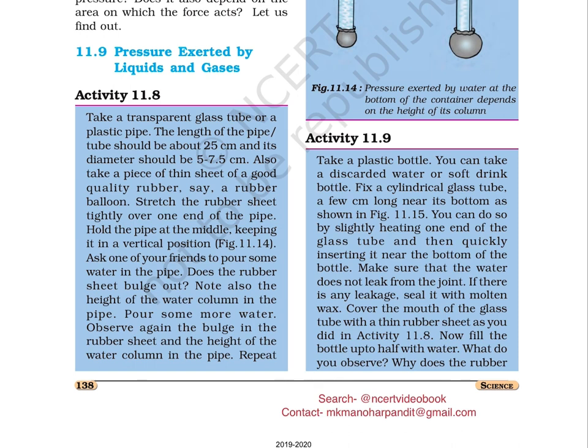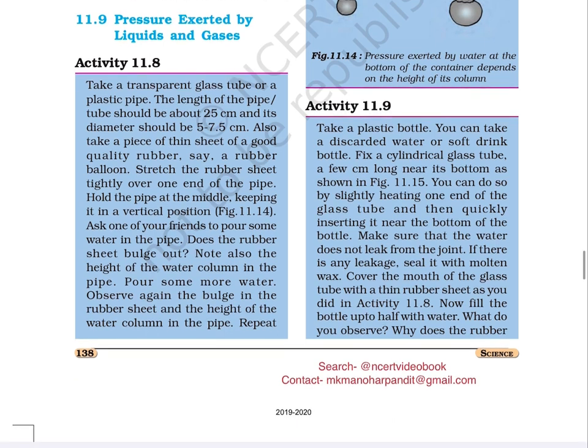Activity 11.8. Take a transparent glass tube or a plastic pipe. The length of the pipe or tube should be about 25 centimeter and its diameter should be 5 to 7.5 centimeter. Also, take a piece of thin sheet of a good quality rubber, say a rubber balloon. Stretch the rubber sheet tightly over one end of the pipe. Hold the pipe at the middle, keeping it in a vertical position, as shown in figure 11.14. Ask one of your friends to pour some water in the pipe.